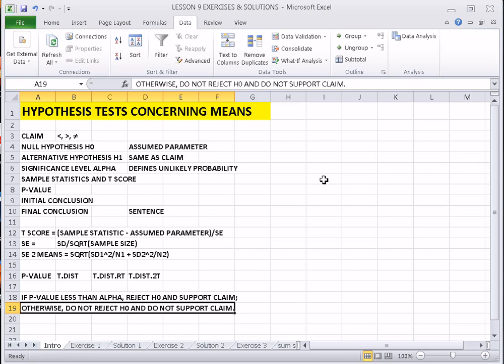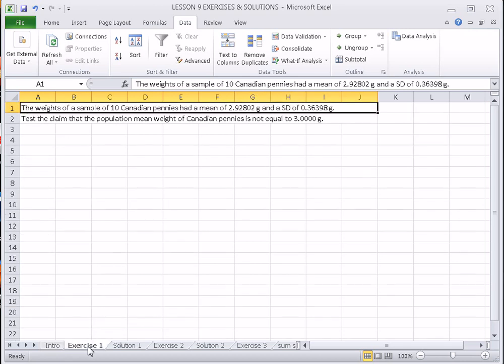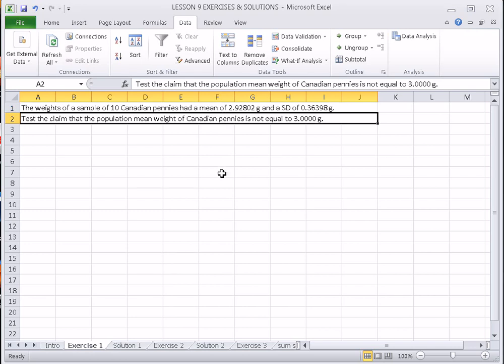So let's put all this into practice, looking at some examples. Let's look at example 1 here, denoted as exercise 1. We are given the weights of a sample of 10 Canadian pennies and found out that the sample mean of these 10 pennies is 2.92802 grams, and the sample standard deviation of these 10 pennies is 0.36398 grams. We want to test the claim that the population mean weight of Canadian pennies is not equal to 3 grams.